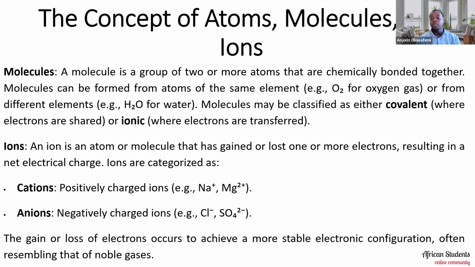So the gain or loss of electrons occurs to achieve a more stable electronic configuration, often resembling that of noble gases. Okay, all right, that's good.